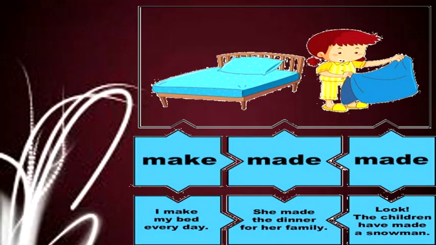Make, made, made. So dear children, let us have a sentence with them. I make my bed every day. This is the present form of the verb make. She made the dinner for her family. Here we have used the past form of the verb make, which is made. The past participle form made is used in the sentence, look, the children have made a snowman. This is present perfect tense. Let us see the next.